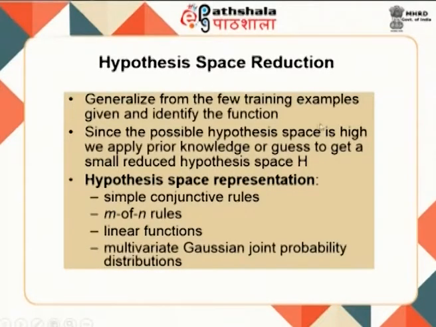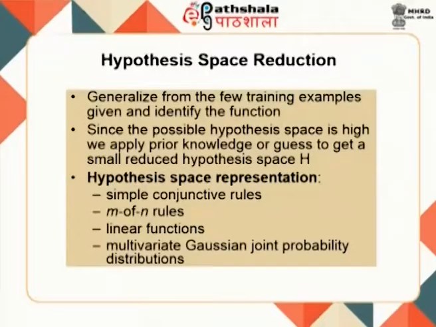So, generalize from the few training examples given and identify the function. Since the possible hypothesis space is high, we will apply prior knowledge. So, again comes prior knowledge. Where did we use prior knowledge before? We used it for feature reduction or selection. Here we can use it for building the model. For hypothesis representations, you could have simple conjunctive rules, m of n rules, linear functions, and also probability distributions. We will talk about that in detail later.